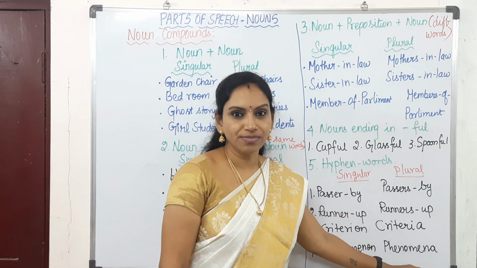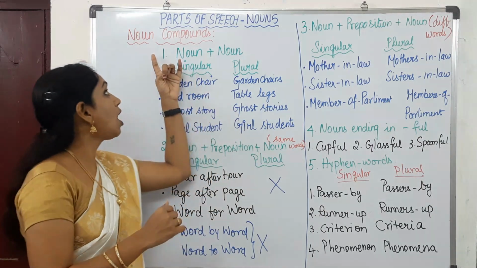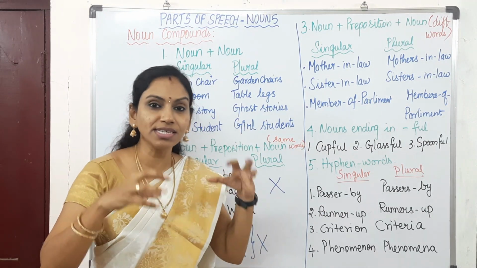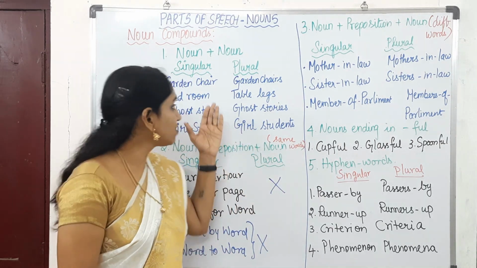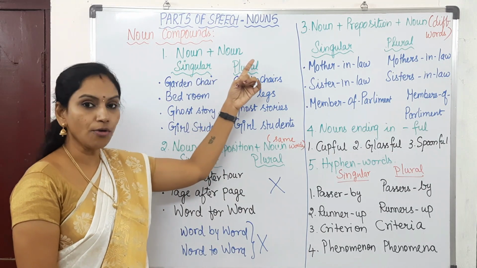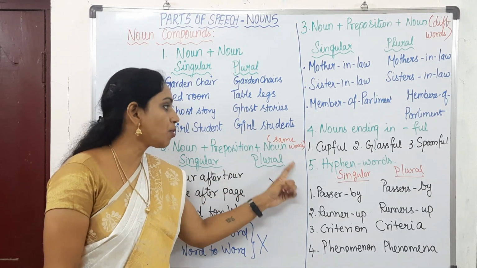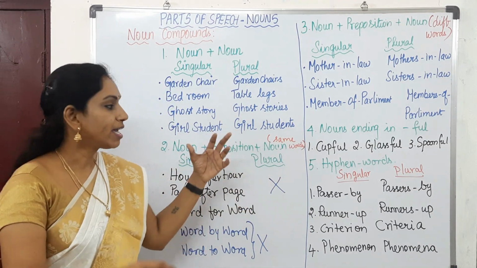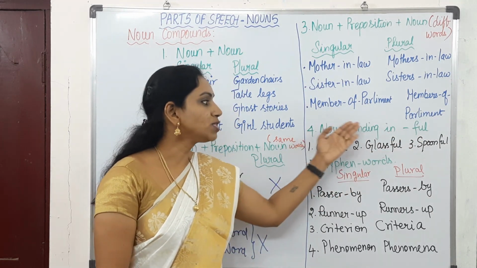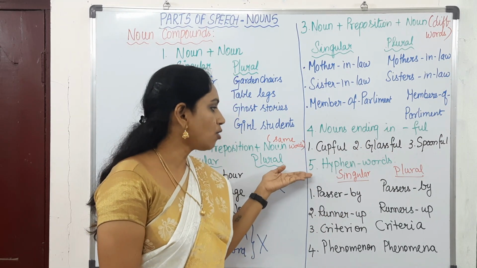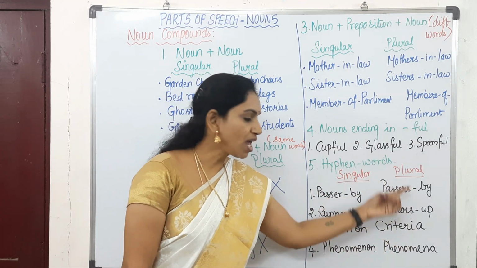Spotting the error. So, what did I tell you now? Now it is noun compounds. If a noun exists as more than one word, we have seen 5 different categories. Noun plus noun, singular and plural, we have seen. Noun, preposition, noun, if both nouns are the same word, and if both nouns are different words, we have seen. Then nouns ending with full, and nouns with hyphen words in between, singular and plural, we have seen.